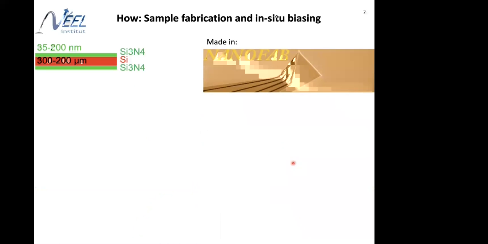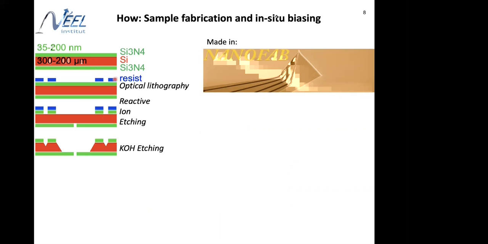So we make these membrane chips in the clean room in Institut Nel Nanofab, starting with a 4-inch wafer where we have silicon nitride layers on both sides of the wafer. And then with the combination of optical lithography and etching, we pattern the silicon nitride wafer. And then by putting it into a KOH bath, silicon is etched along the 111 planes and until it hits the other silicon nitride layer. And this is then our membrane.